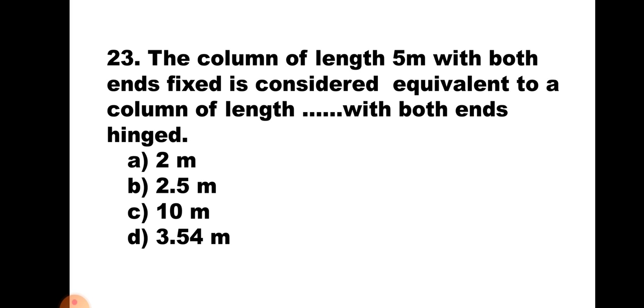Now for both ends fixed, the effective length is L by 2, so 2.5 meter, and the effective length for both ends hinged is L, that is L will be equal to 2.5 meter. Hence the column of length 5 meter with both ends fixed will be equivalent to a column of length 2.5 meter with both ends hinged. Hence the correct answer of this is B, 2.5 meter.